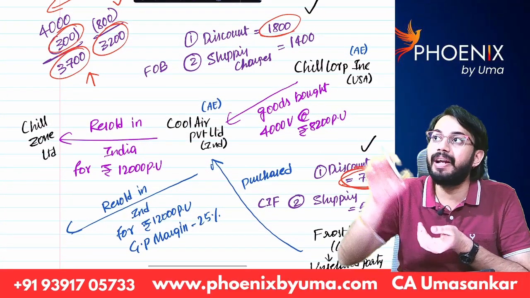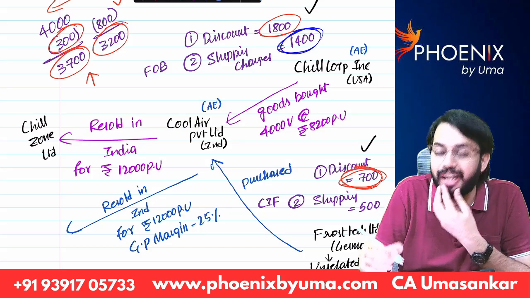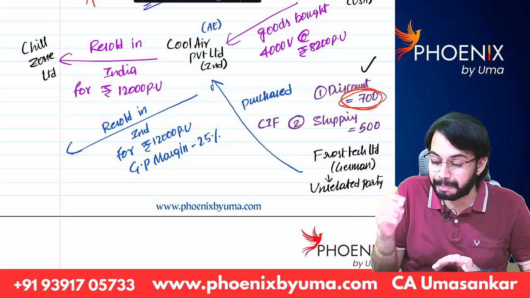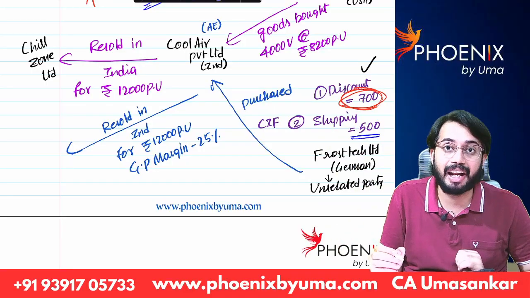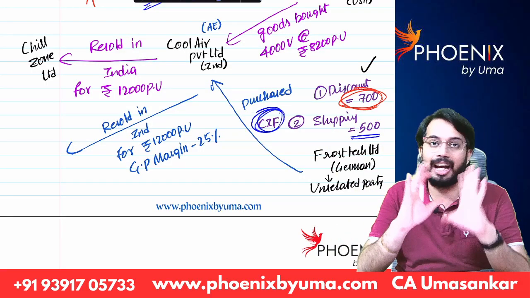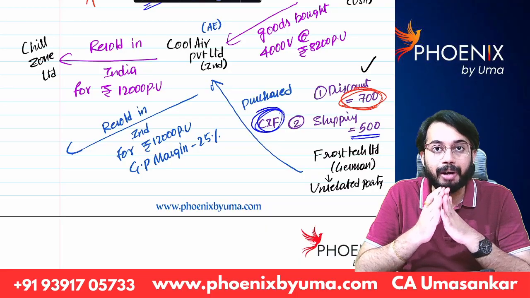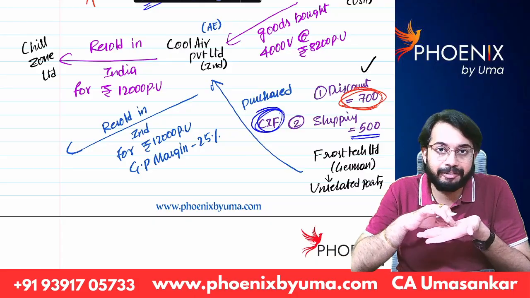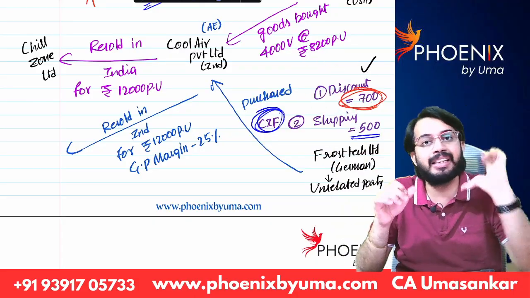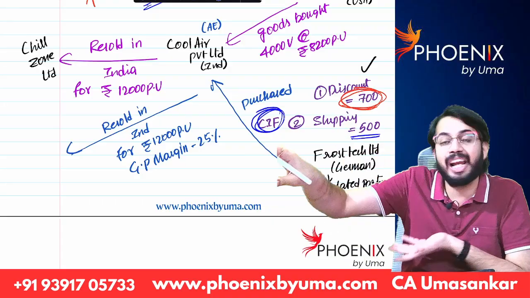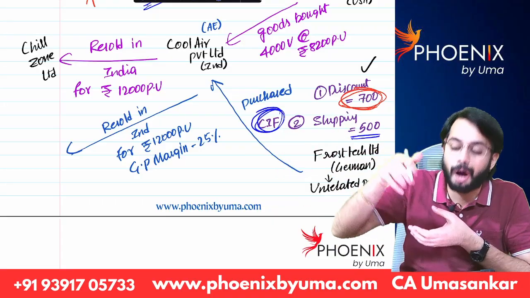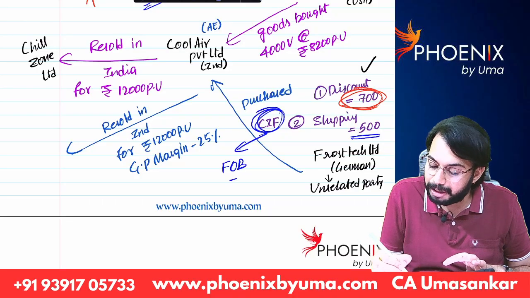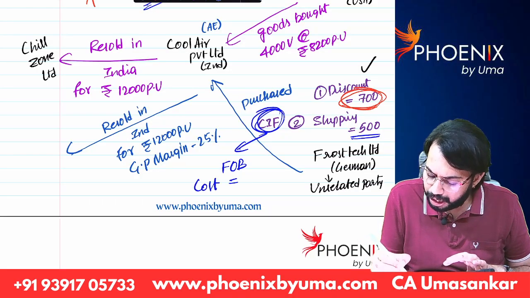When you buy goods from the related party, shipping charges are 1400 because it is on FOB basis. When you buy goods from the unrelated party, shipping charges are 500 because it is on CIF basis. Correct. So from the unrelated party, the basis is CIF. From the related party, the basis is FOB. From the unrelated party also, if goods are bought on freight on board basis, how much will be the cost? Cost will be 1400 rupees.